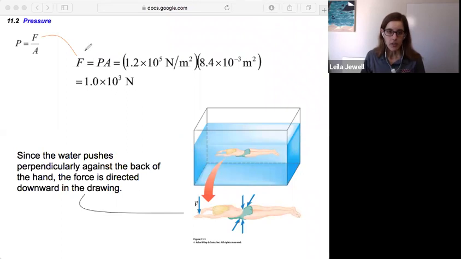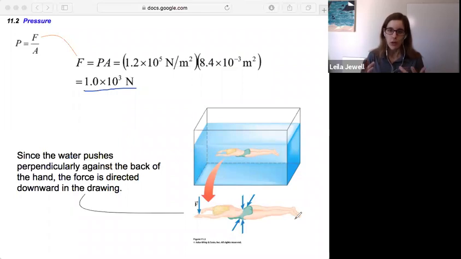So we get force is pressure times area. So it comes out to a force of 1,000 newtons, or with 2 sig figs, 1.0 times 10 to the third newtons. So since the water pushes perpendicularly against the back of the hand, the force is directed downward, right? But the forces are on all sides of a person in the water, right? You're always getting pressed in by the water around you.